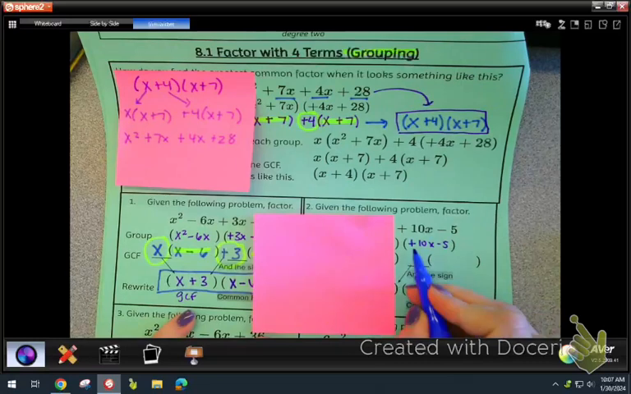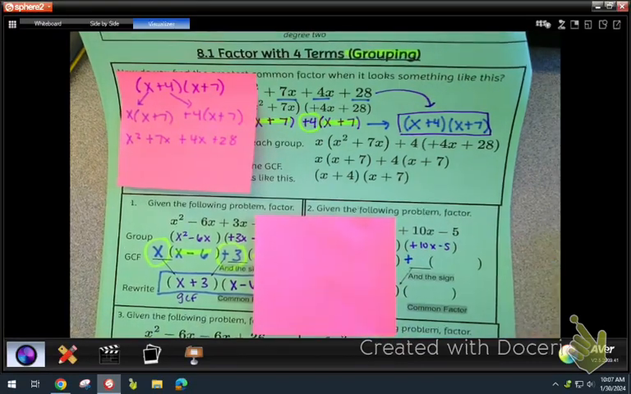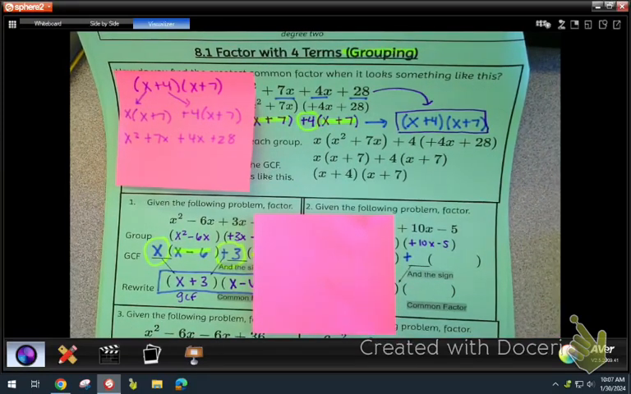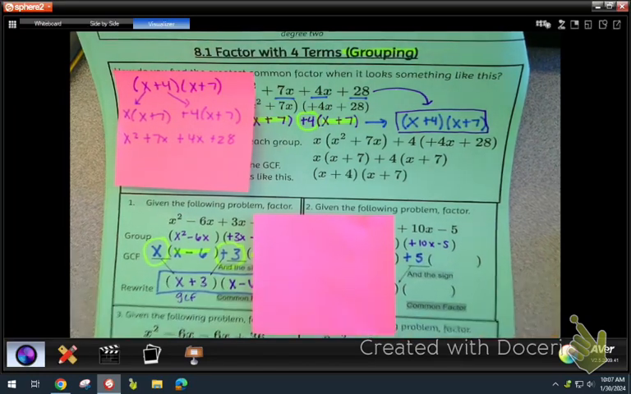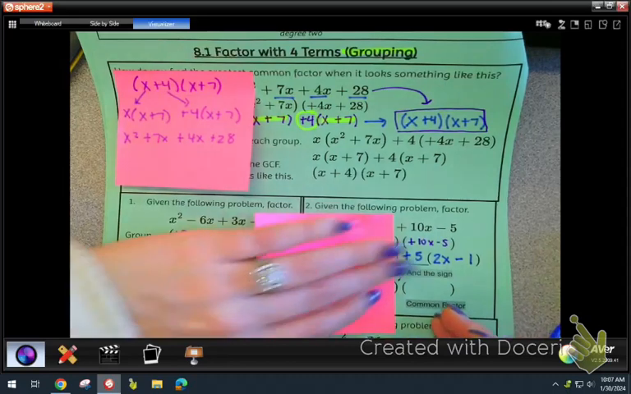All right, 10x minus 5. What kind of number is the 10? So I have to take out a positive. 10x minus 5, what do they have in common? They both have 5. What's the GCF? 5, because 10 is divisible by 5. What is 10x divided by 5? 2x. What is negative 5 divided by 5? Negative 1.